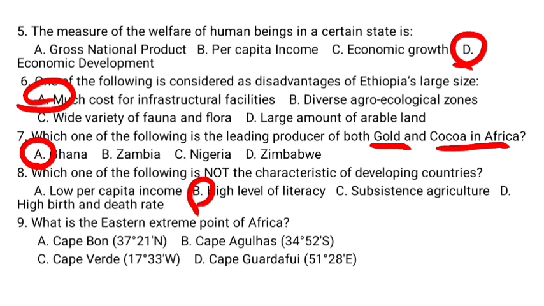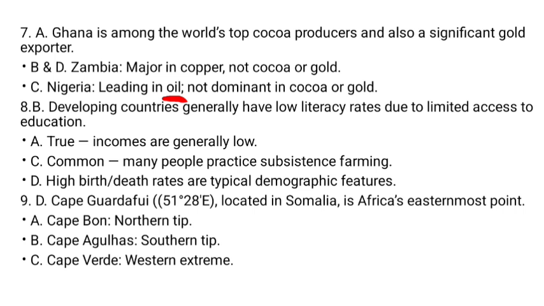The eastern extreme point of Africa is Cape Guardafui, which is found in Somalia at 51 degrees 28 minutes east. D is the correct answer for question number 9. Cape Bon is the extreme northern tip, while Cape Agulhas is the southern tip of Africa, and also Cape Verde is the western extreme point of Africa. So, A, B, C are not the answer, while D is the correct answer.